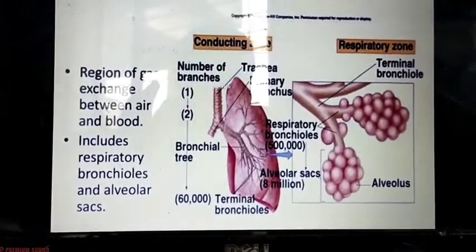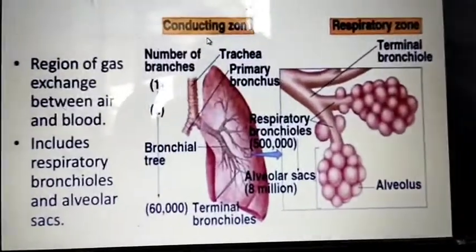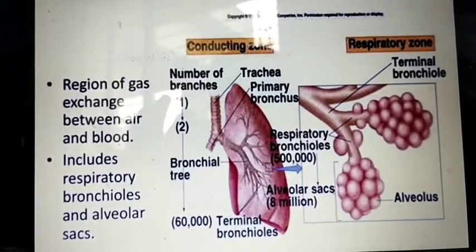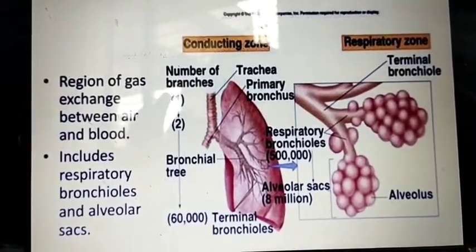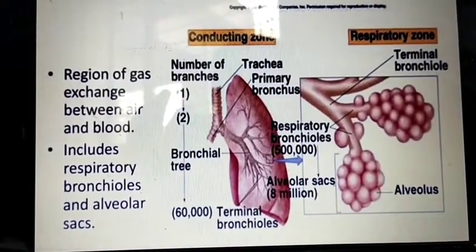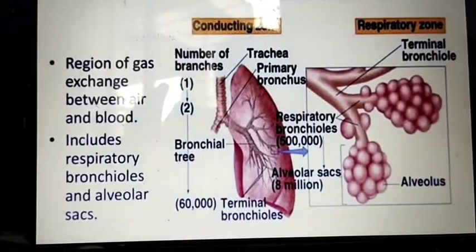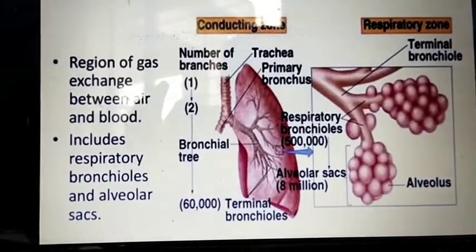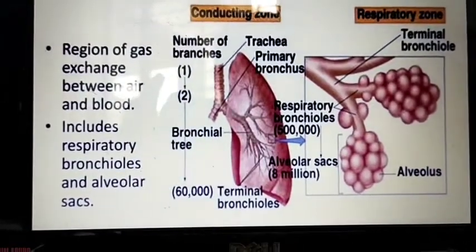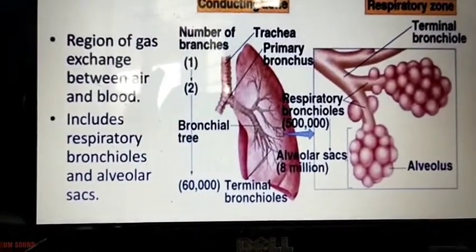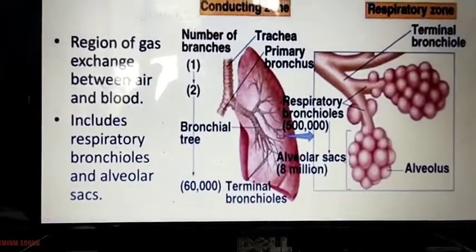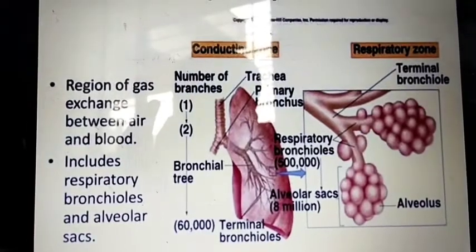This is about the conducting zone. The structures involved are the nose, nasopharynx, larynx, trachea, bronchi, and bronchioles. The respiratory bronchioles, or acinus in short, along with the alveolar sac, alveolar duct, and alveoli, are all included under the respiratory zone.